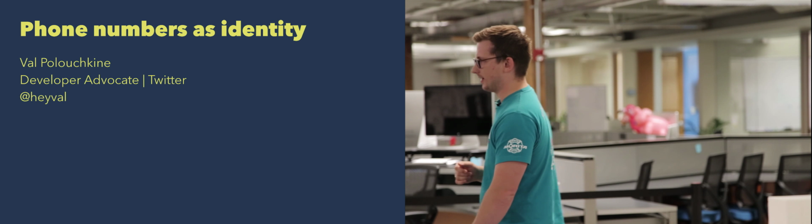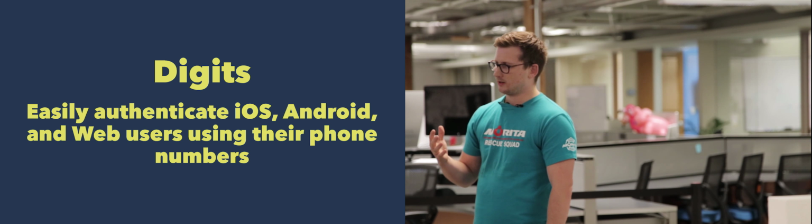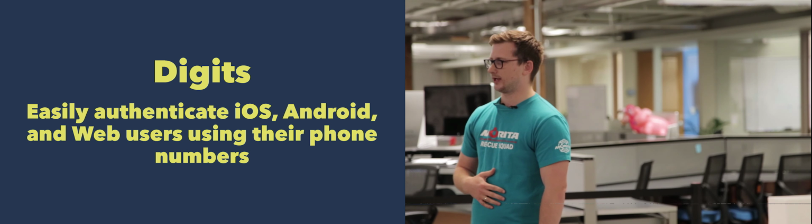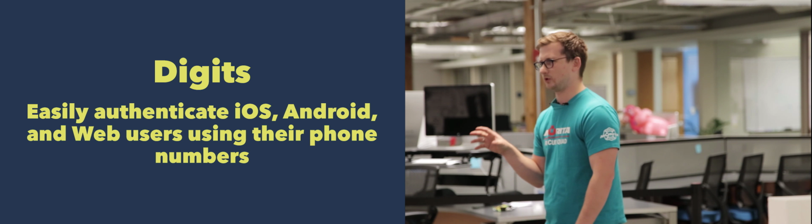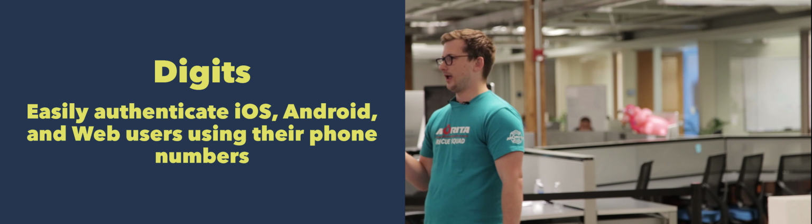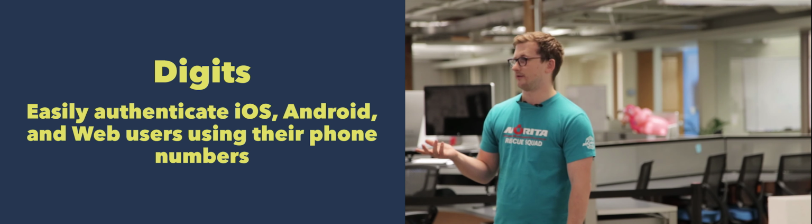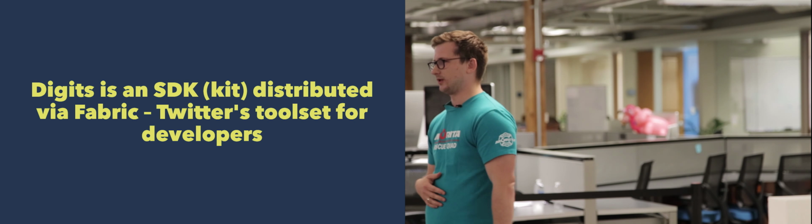Okay. So we have a product called Digits. Digits is part of Fabric, which is, like I said, our mobile developer toolkit. And Digits allows you to authenticate iOS, Android, and web users using their phone numbers. So on the web, it's a JavaScript library. On iOS and Android, it's native SDKs. So Digits is a kit or an SDK within Fabric.